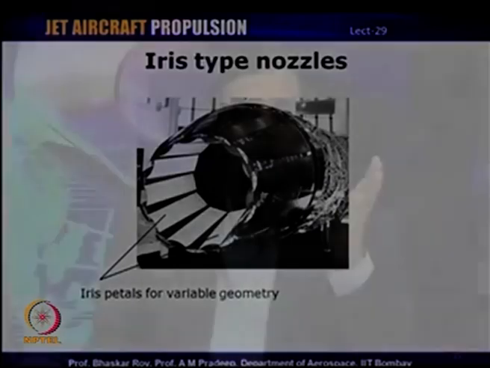So, these are three different types or configurations of nozzles which are possible: the central plug type, the ejector type, and the iris type. These are configurations which have been used over the years in different types of aircraft for achieving the required functions from the nozzle. What we will discuss next are other functions besides, of course, generating thrust.